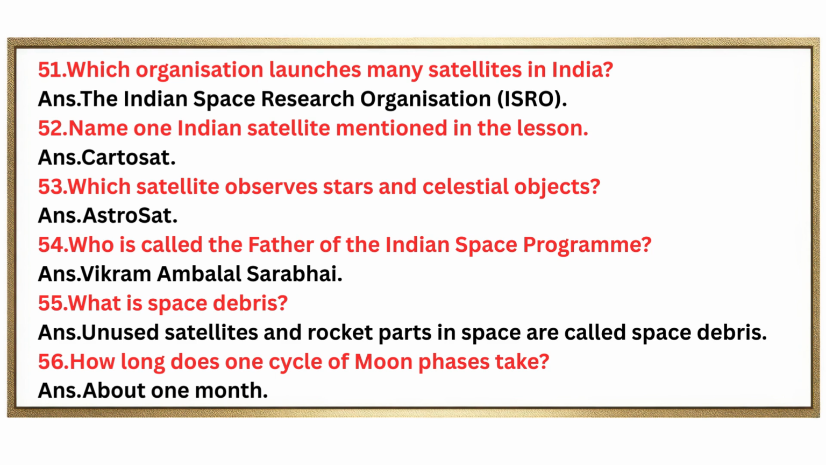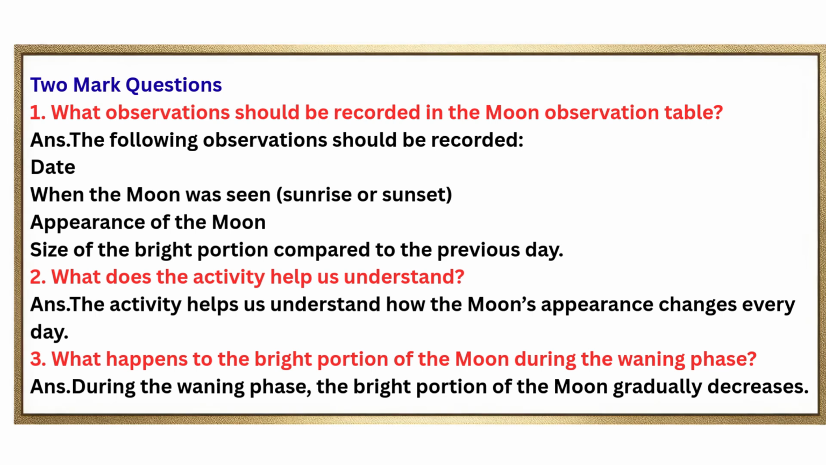How long does one cycle of moon phase take? Answer. About 1 month. Next, let's see 2 more questions. Question number 1. What observation should be recorded in the moon observation table? Answer. The following observations should be recorded. First one is date. Next one is when the moon was seen, sunrise or sunset, appearance of the moon, size of the bright portion compared to the previous day.